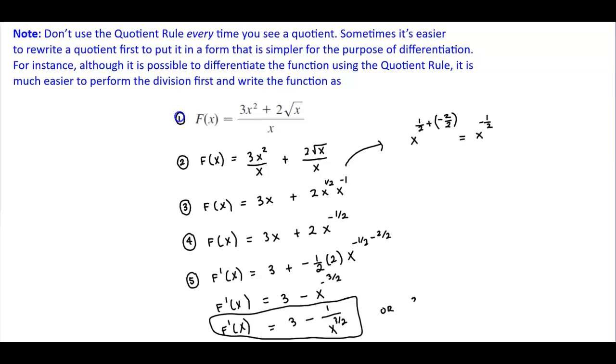So that could be the derivative. Or we would say 3 minus 1 over the square root of x cubed. And then if we wanted to, we can simplify and then rationalize the denominator. But the point of this is just to show you that rather than using the quotient rule, you can divide each term by the denominator to then find the derivative that way.